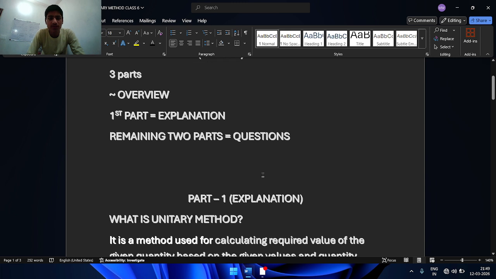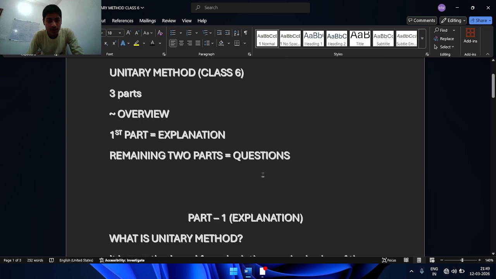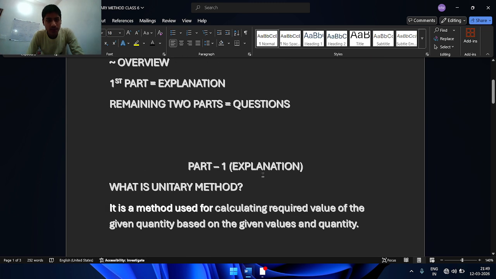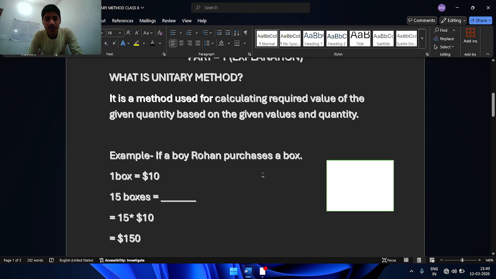So the Unitary method will comprise three parts. As earlier I covered it very fast, I will now cover this topic very clearly and accurately. The first part is explanation and the remaining two parts will be practice questions. So part 1, let's start.